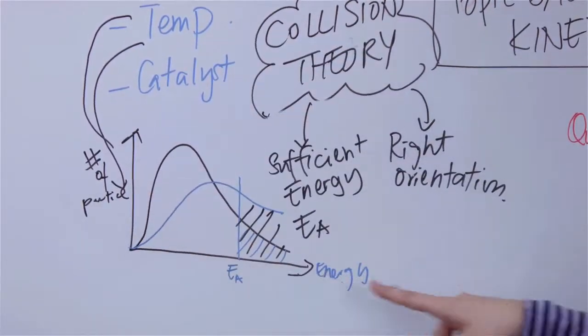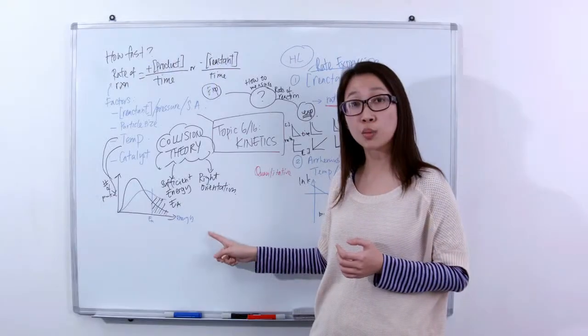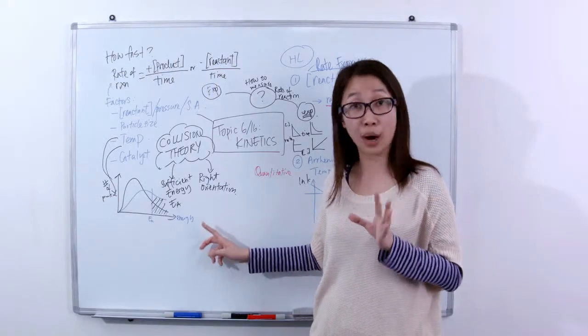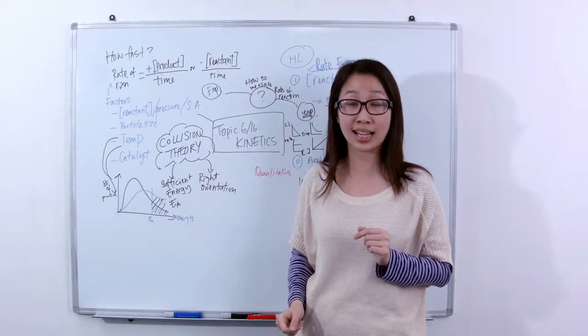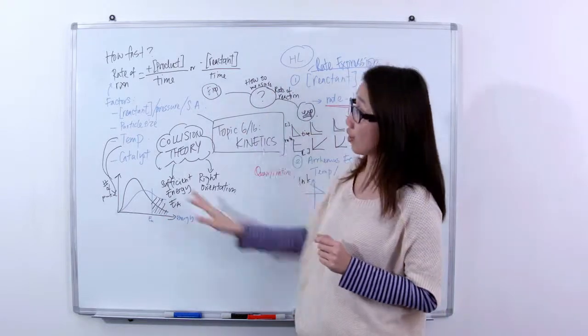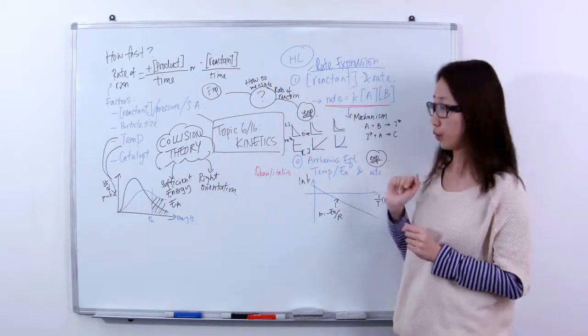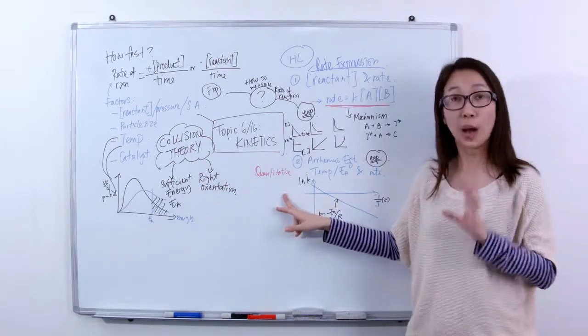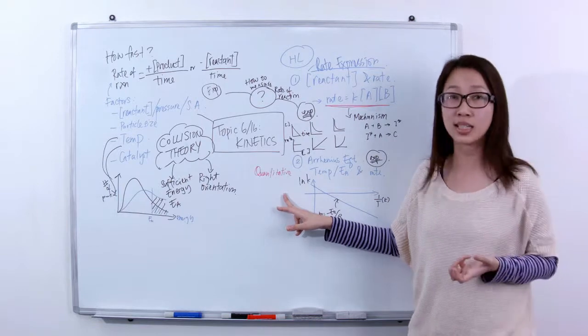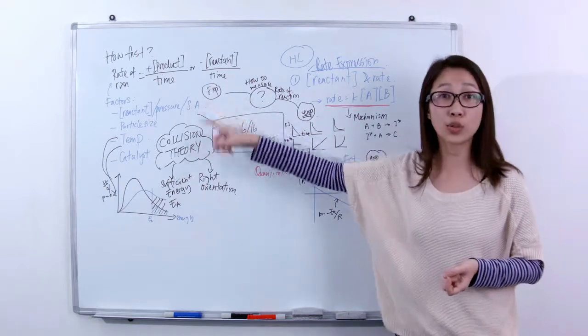Collision theory tells us that a reaction will occur when particles collide under two specific circumstances. First, you need to have sufficient energy, which is the activation energy. That is the minimum amount of energy required for them to have an effective collision. Secondly is the orientation. When they collide, they need to collide in the right positions. Otherwise, no reaction will happen. And we'll use this theory to explain why these factors will affect the rate of reaction.